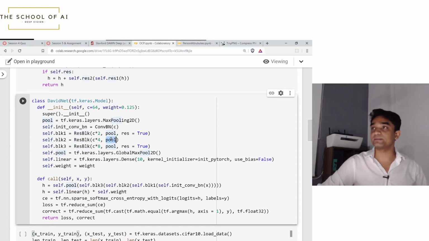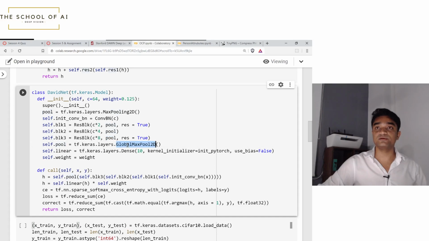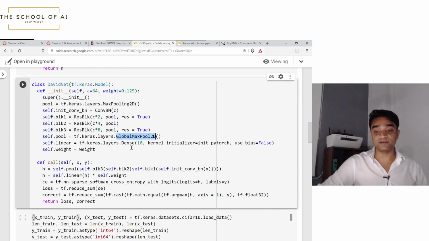Why have we not taken a skip connection? Right? Then for the third one, I need a skip connection back. Then we are adding a global max pooling, not global average pooling. Global max pooling, right? And after that, there's a dense layer connection, and then finally we are using this.